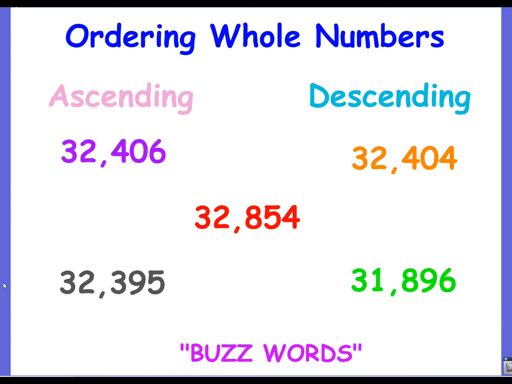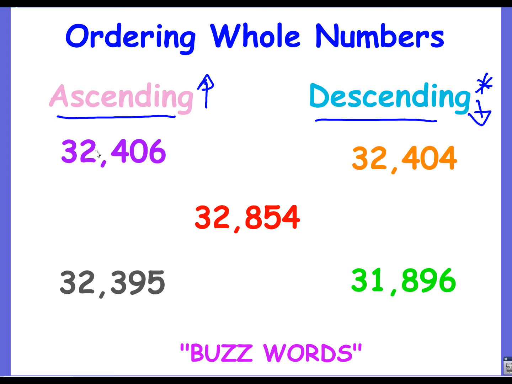So one of the things you could be asked to do within a task is to order whole numbers, particularly large numbers, for example, crowds at a football match or the size of mortgages. And there are two words they use for this. One is ascending and the other is descending, and a lot of people get these confused. Now, if you remember, descending is going down, then ascending must be going up. So descending goes down, ascending, the numbers go up.